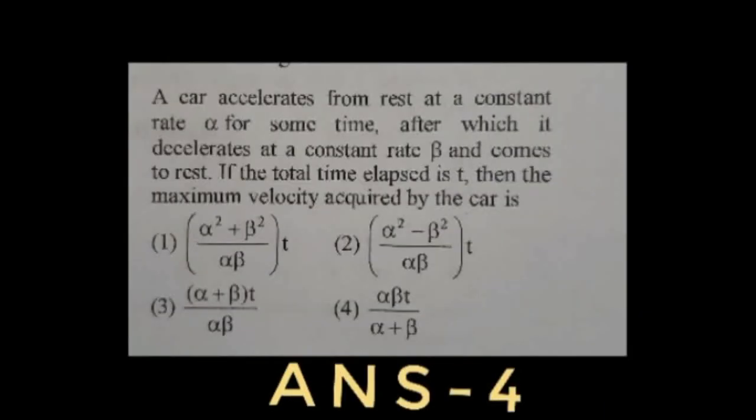A car accelerates from rest at a constant rate alpha for some time, after which it decelerates at a constant rate beta and comes to rest. If the total time is t, then find the maximum velocity acquired by the car. Maximum velocity during its journey.